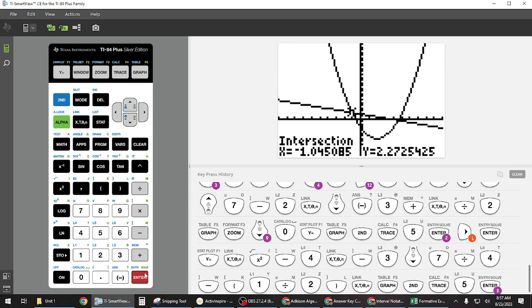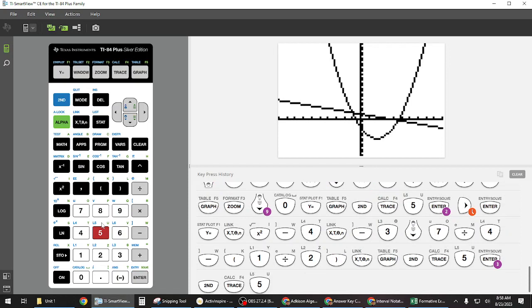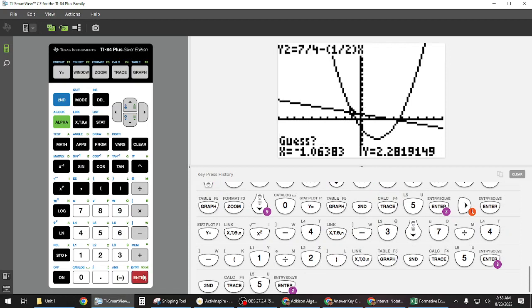Okay, this time we need to see two different ones. So yes, there's a guess. This time it's going to give us one at a time. We're going to have to do it twice. So there's our first point of intersection. There's our first solution. Negative 1-ish and 2.27. Okay, do it again. Second trace, 5. Yes, those are the curves I want. This time, you need the arrow over closer to that second one. And hit enter, and there's our second one. So it's the same. You just have to have a more complicated looking graph. Good?